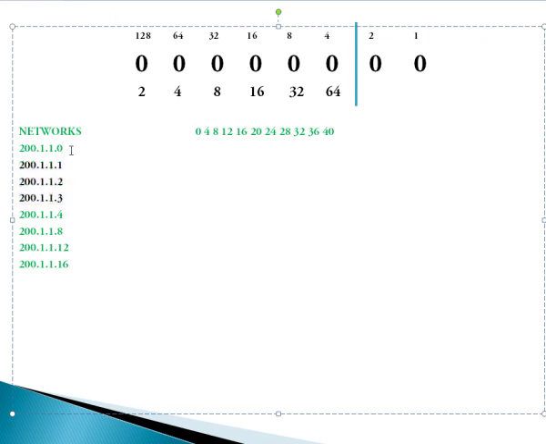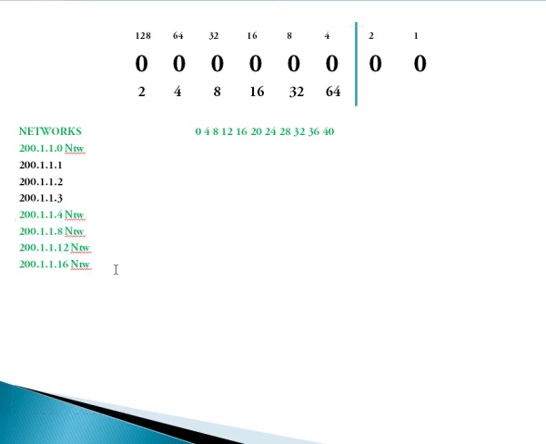This is a network. This is a network. This is a network. This is a network. And this is a network, and so forth. If you carry on, after 16 is 20, and so on and so on. Right, this is the first network, second network, third network, fourth, fifth, and on and on.